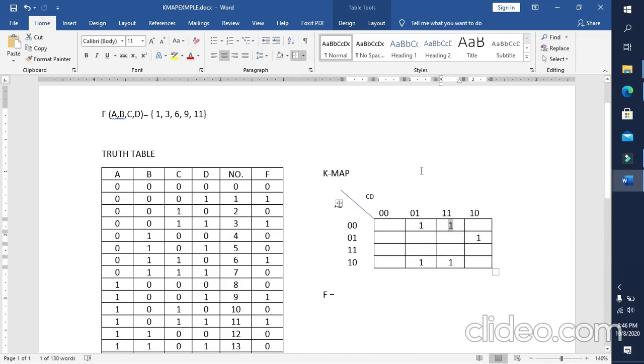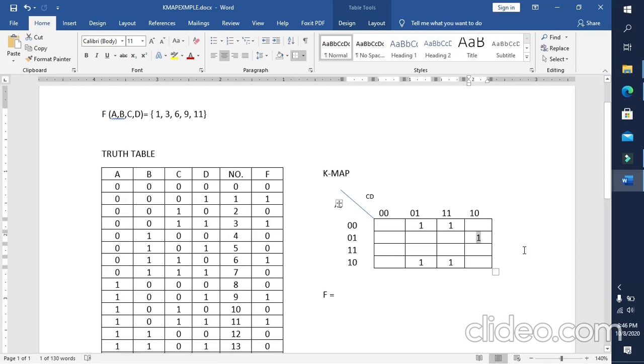Okay, so, next, I have 6. 6 is 0, 1, 0, 0. So, I have here 0, 1, and then 1, 0. Tama ba yung sinabi ko kanina? Parang mali. Okay. 6 is 0, 1, 1, 0. So, I have here 0, 1, and then 1, 0. Mauna siya dire. Diyan siya. That is 6.